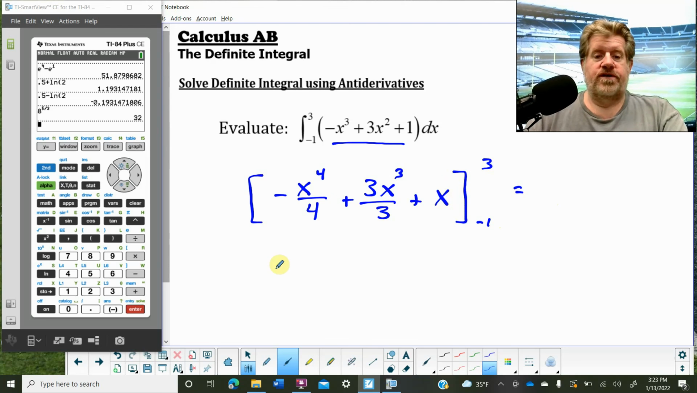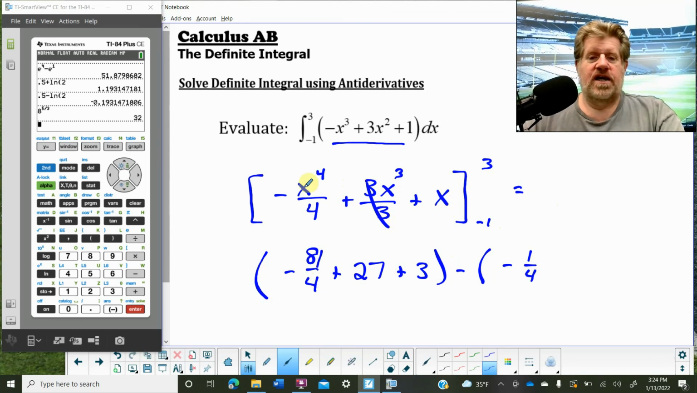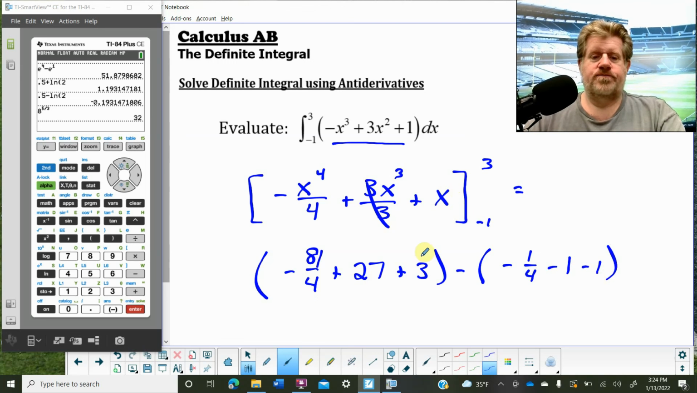Now we're going to plug in these numbers. 3 to the 4th, 3 is 9 and 81. Oh, these cancel, that's nice. So it's just x cubed, which is 27. Or 3 cubed, I should say. And then plus 3 minus, I'm going to plug in negative 1. Negative 1 to the 4th is still positive 1, but it's negative because of that. Negative 1 cubed is negative 1. Put a negative 1 for x.